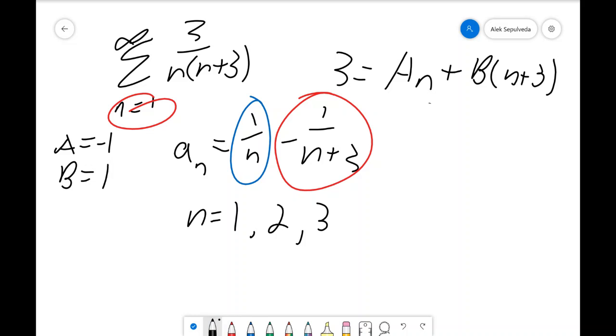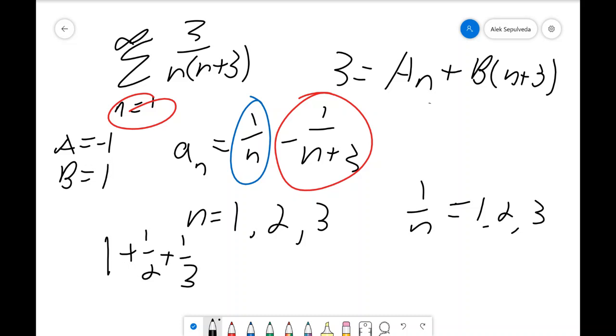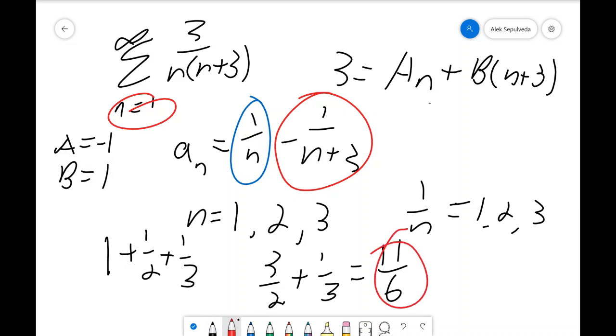So I'm going to find those a sub n's, when 1 over n is equal to 1, 2, and 3. So this is 1 plus a half plus 1 over 3. You're getting 3 halves plus 1/3. Then cross multiplying, we get 11 over 6. This converges to 11 over 6 by telescoping. Converges.